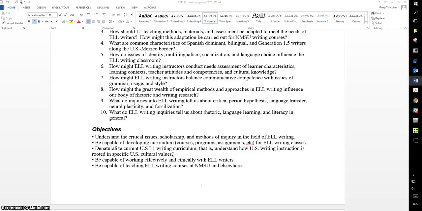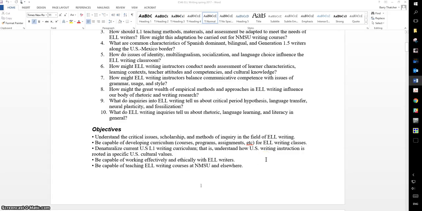argument. That very overt thesis statement can feel very aggressive for other cultures, and so I explore why the very overt thesis is part of the U.S. cultural and rhetorical systems. Next, I hope this course will make you capable of working effectively and ethically with English language writers. And finally, I hope you'll be able to teach ELL writing courses at NMSU and elsewhere.